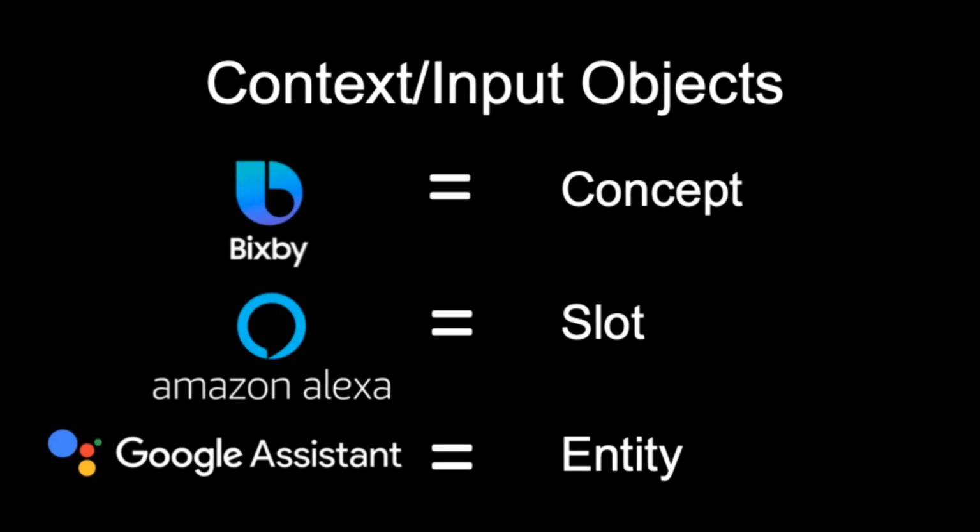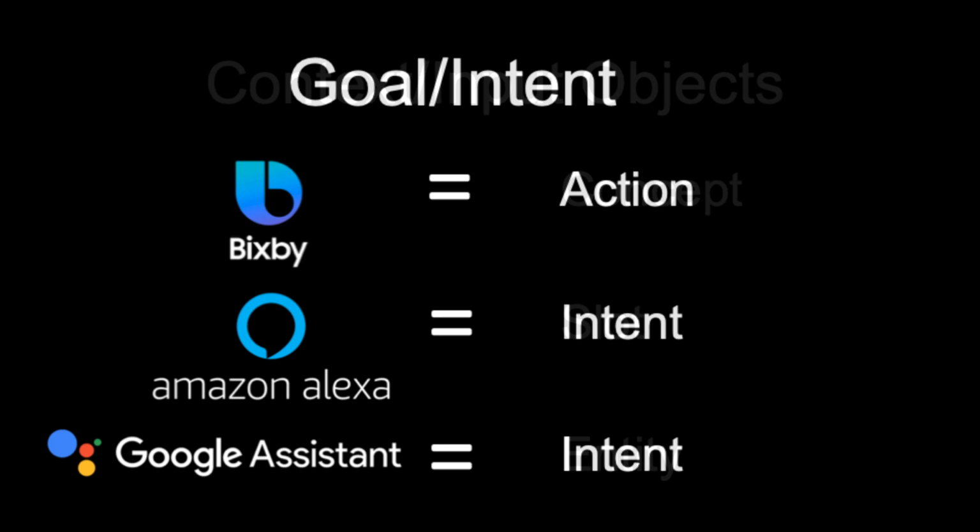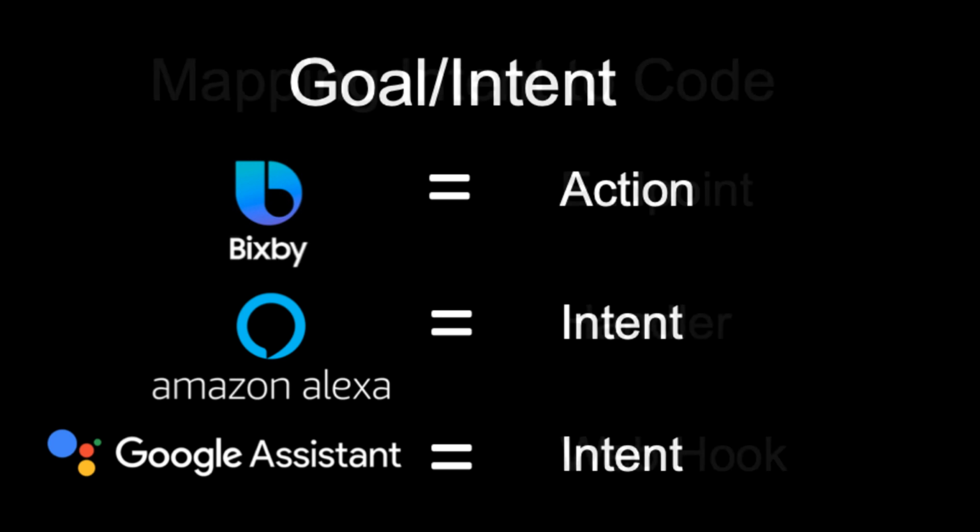The context or input objects that you derive from that NLU training. In Bixby, we call this a concept. In Alexa, it's a slot. And in Google Assistant, it's an entity. How about the goal or intent of that NLU training? In Bixby, this is called an action. In Alexa, it's called an intent. And Google Assistant also calls it an intent.